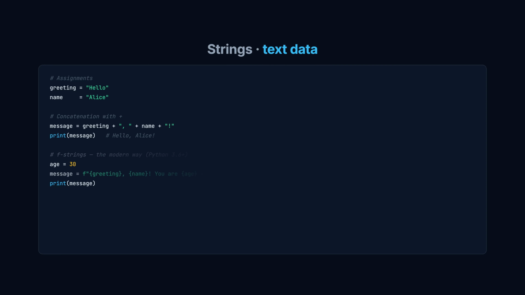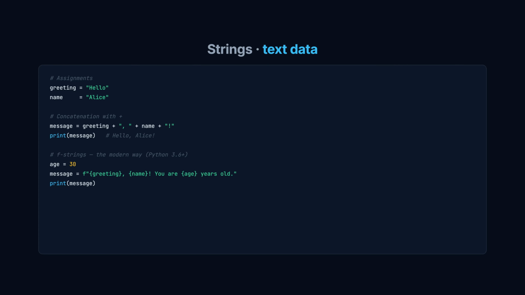The modern way is f-strings. You put a lowercase f before the opening quote, and then any variable you want to insert goes inside curly braces. f"Hello, {name}!" Python replaces the curly brace expression with the value at the moment the string is built. The result is "Hello, Alice!", exactly what you wanted.